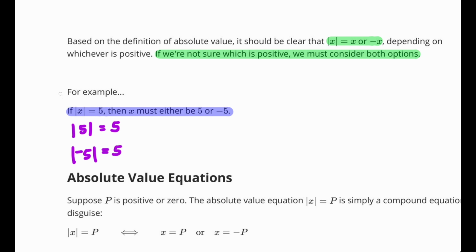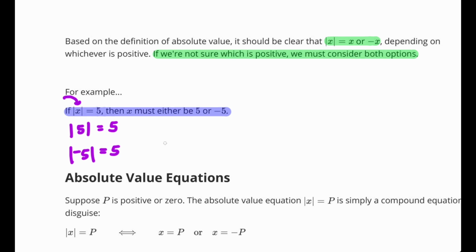So when you are solving for whatever is inside the absolute value, you have to take into account the positive version of it and the negative version of it in order to get the final answer. If you just do one of them, you're not going to get the full answer. You'll maybe get half the answer, but you need to do both.